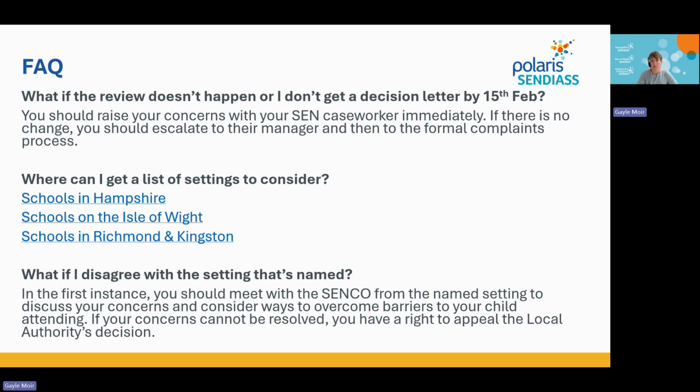If you are unsuccessful with raising your concern informally, you can access the formal complaints process that each authority has, and we can give you advice on how to find that. It's available on all of the local authority websites.